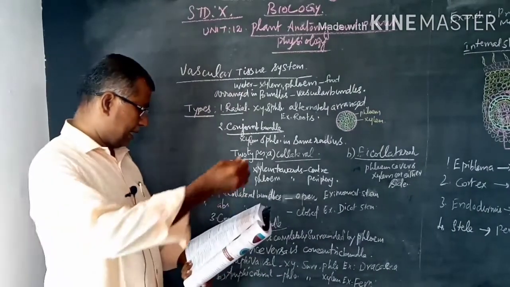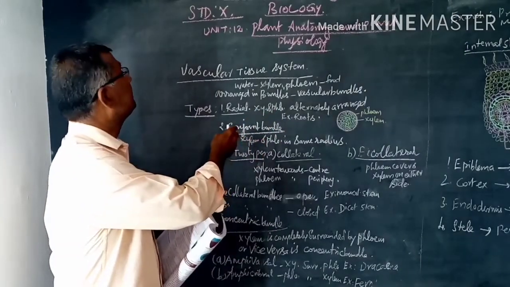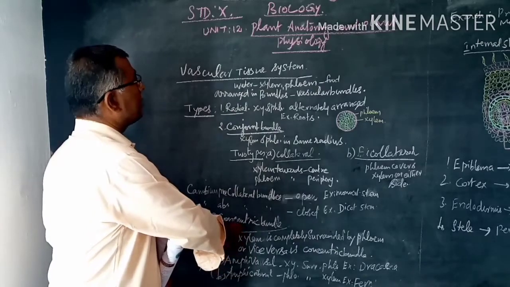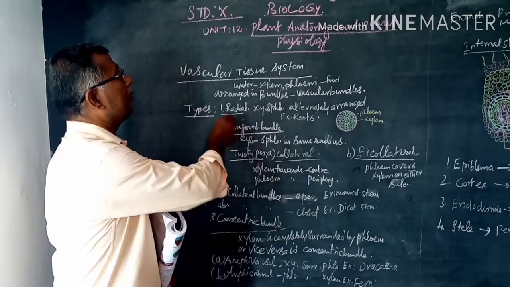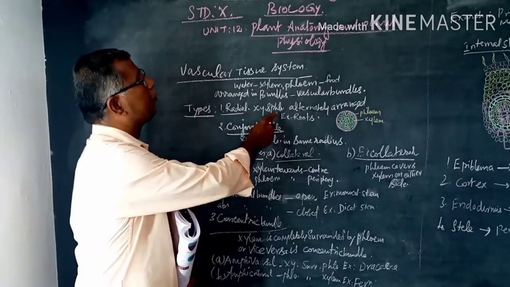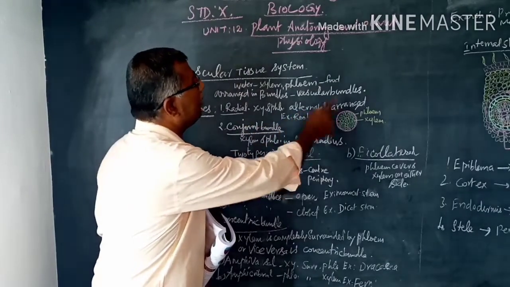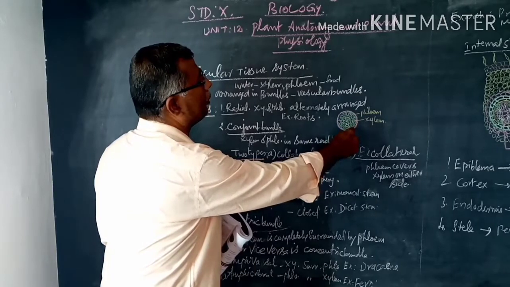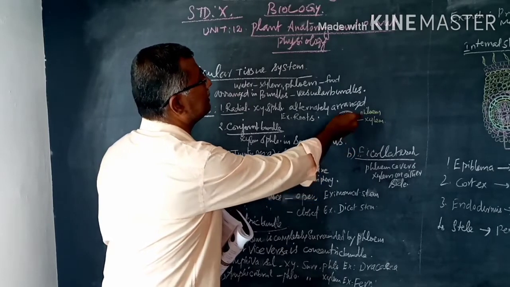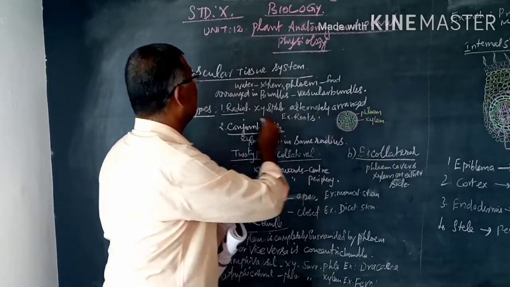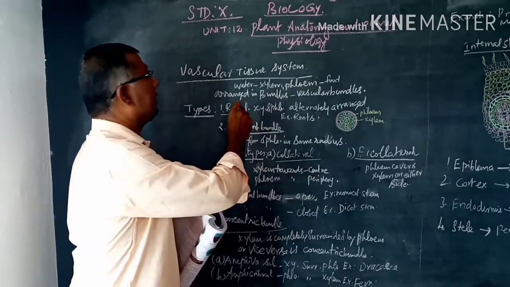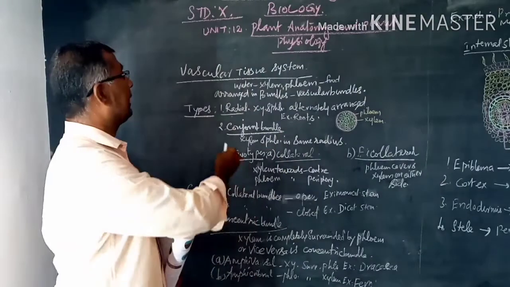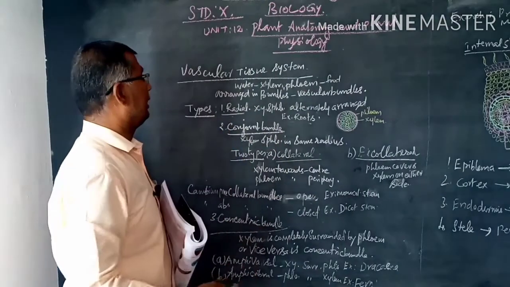Understand? There are three types of vascular bundles, namely radial, conjoined and concentric. Radial means the xylem and phloem are alternately arranged. That is phloem, then xylem, phloem, xylem. So that is alternately arranged. We call it a radial bundle. Example, roots.